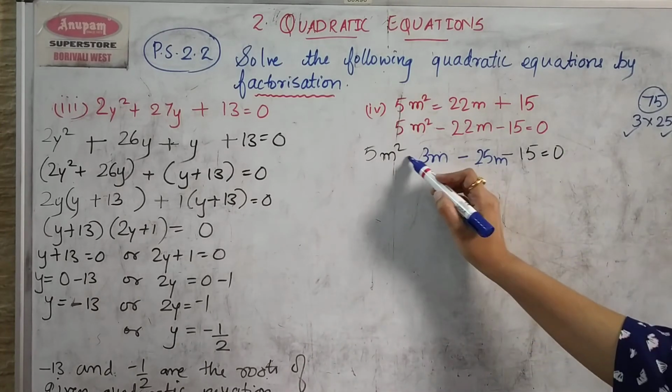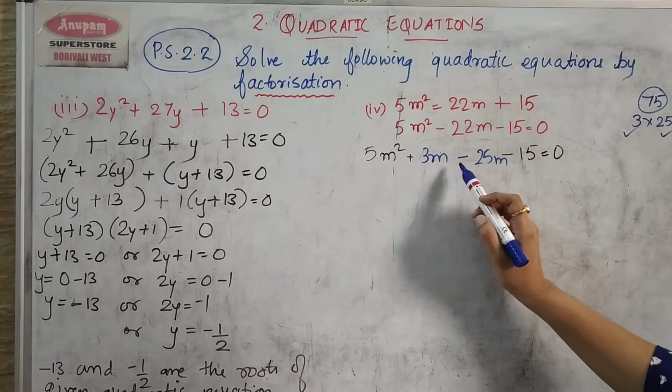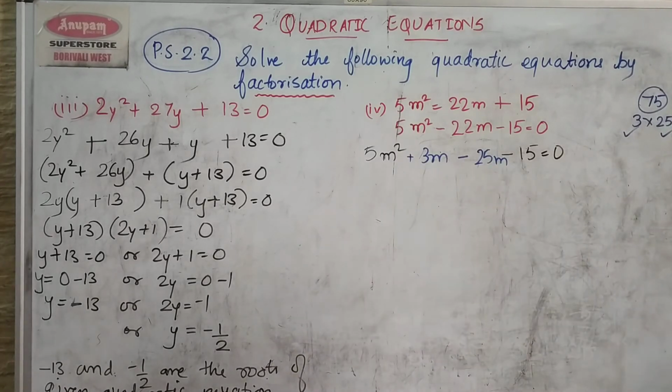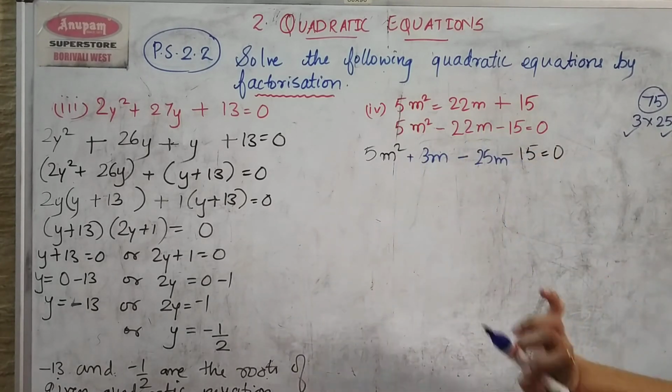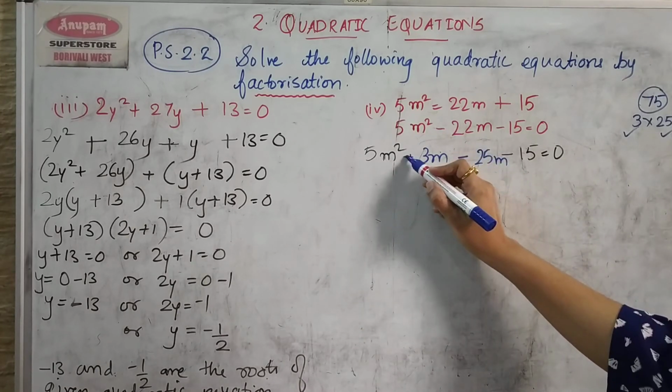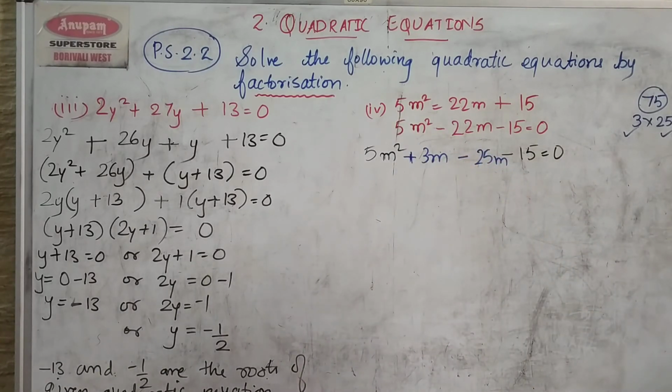Now if I put plus here, plus into minus will be minus, and 25 minus 3 will be 22. So that means the plus sign is going to be here. Yes, and now in the next step we are going to make the roots of 2 and solve accordingly.